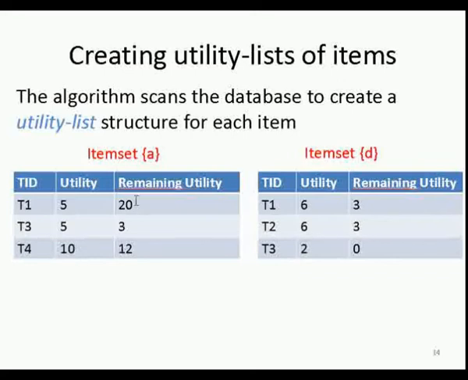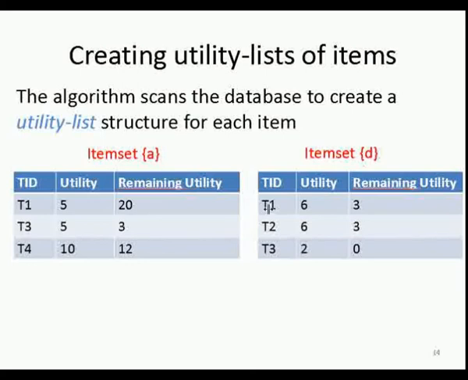And the column remaining utility gives, besides A, after A in the transaction T1, for B, C, D, E, and F, there are $20 left. So this is the remaining utility. If we want to extend A to AB, AC, AD, in transaction 1, we only have $20 left that we could add to A to make a larger item set like AB, AC, ABC, and so on. In T3 the remaining utility is 3, in T4 it is 12, and so on.